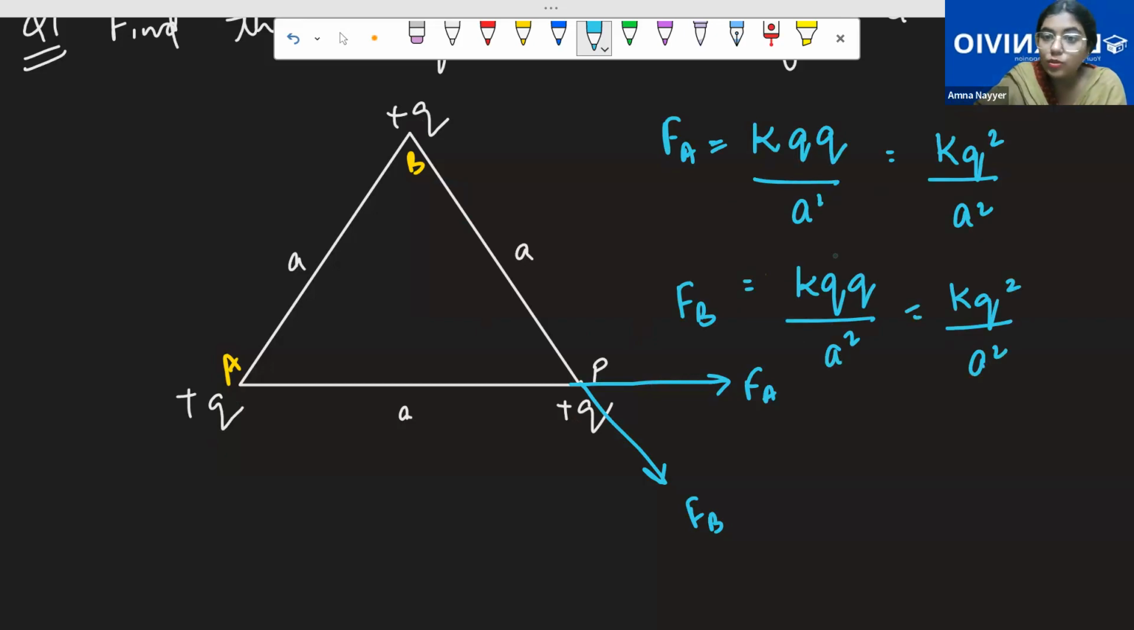I have just applied Coulomb's law over here, okay? See, K Q1 Q2 by R square, K Q cube by A square. Similarly, same thing here, Q separated by A. I hope by now at least you are able to apply Coulomb's law.